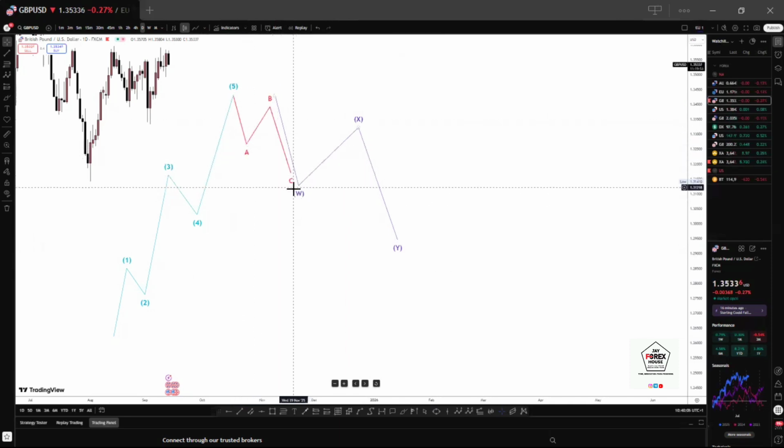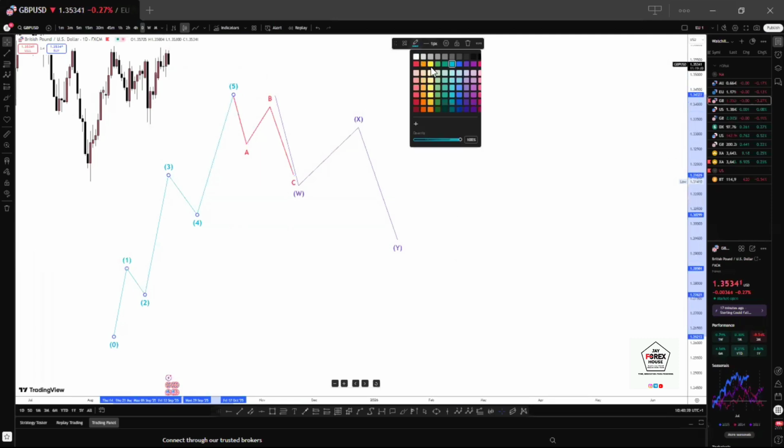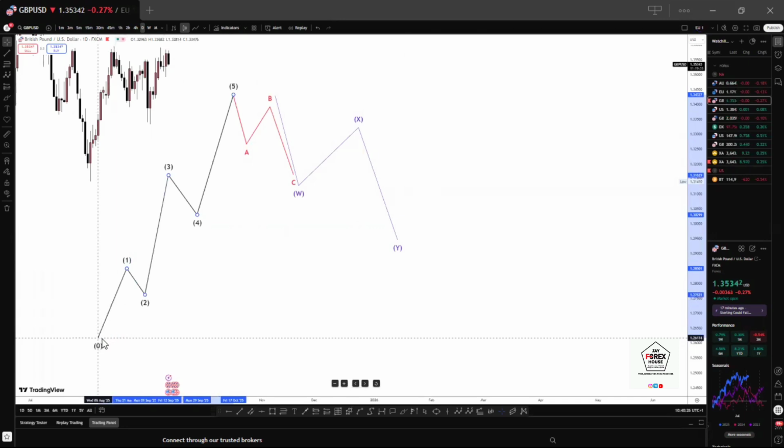So along the way, they got the WXY. The WXY is kind of like a more complex corrective structure, a corrective pattern. It gives insight into what could be happening within this range. Now, let's say this was a bullish trend, okay? And what we have here is the impulsive structure.